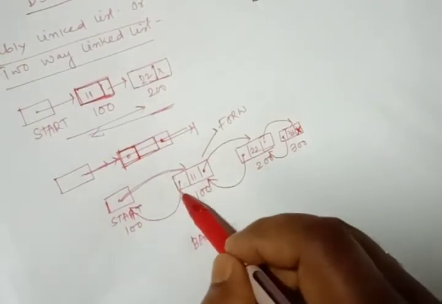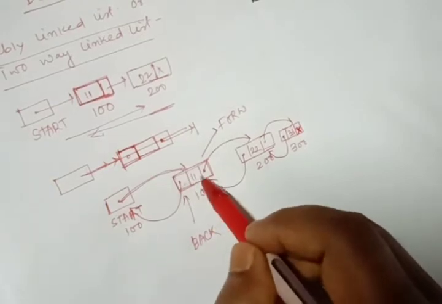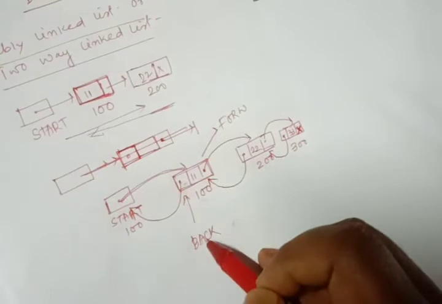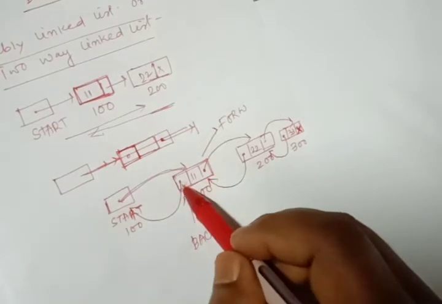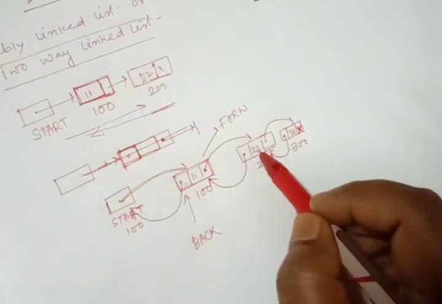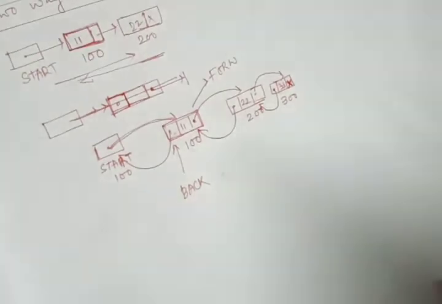In a two-way list, a node contains three parts. The middle part contains the information of the element. The left part, which we know is the backward pointer, holds the address of the previous node, and the forward part holds the address of the next node.